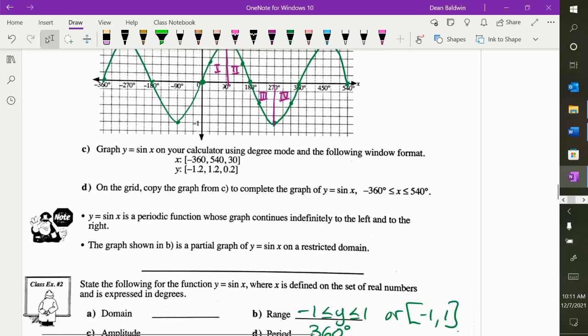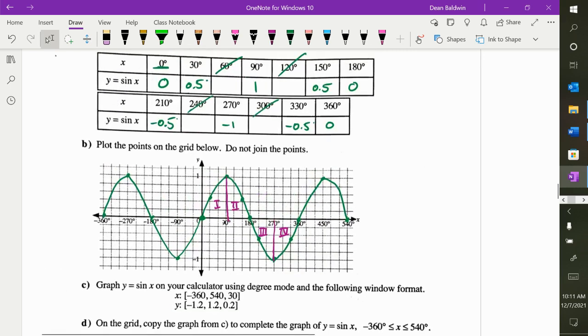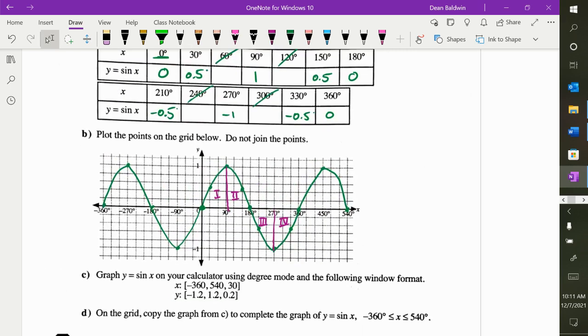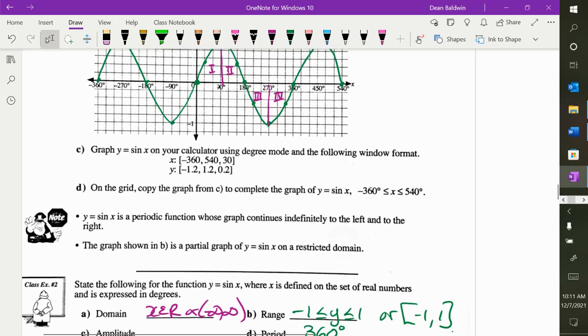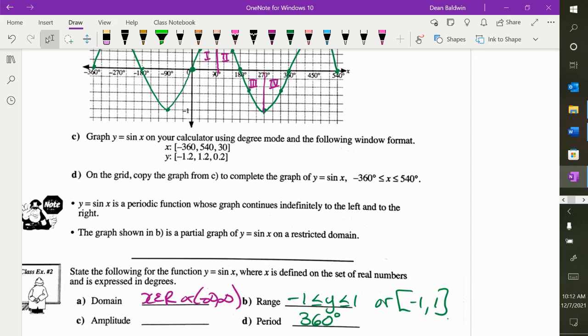So if we're going to write the domain for this, we're going to say all real numbers, or you can just say negative infinity to positive infinity. Since we use theta. Oh no, they used x up there. But if you wrote theta, what's the amplitude of this graph? It's 1.